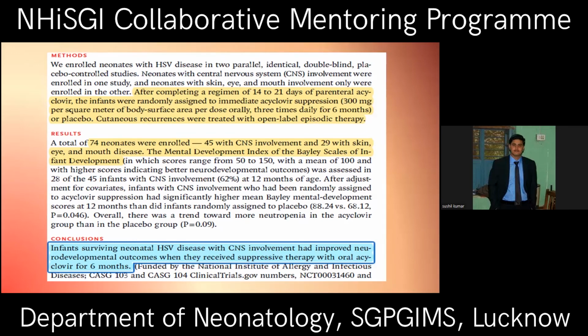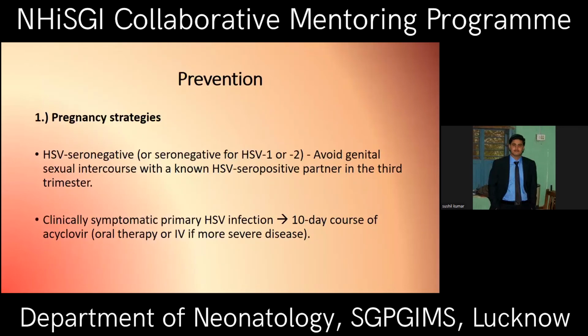So all cases of neonatal HSV being treated with acyclovir should be followed by oral suppressive therapy with acyclovir at a dosage of 300 milligram per meter square of body surface area. Moving on to the next important aspect of this disease, that is prevention.